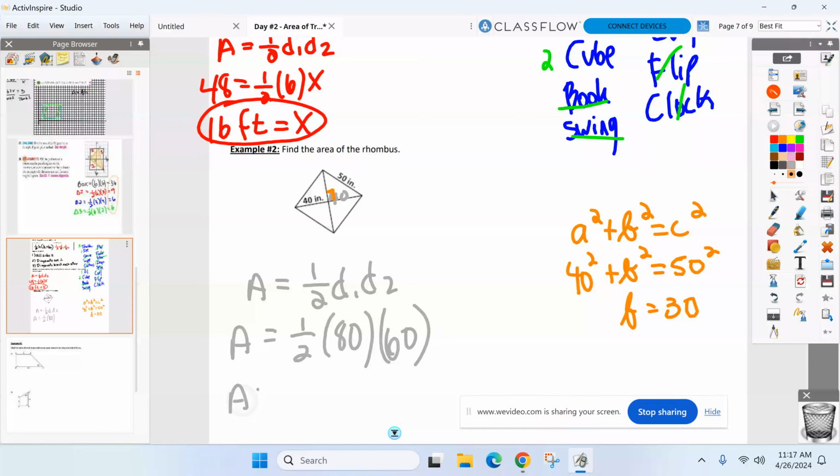And then once we calculate it, 2,400. Now I put the square unit, so make sure we're square inches there. Make sure we are square inches. All right, there's your rhombus, everybody. Look good? Next up, trapezoid.